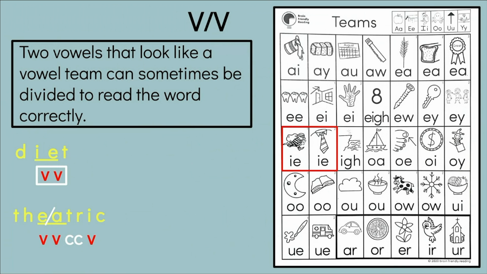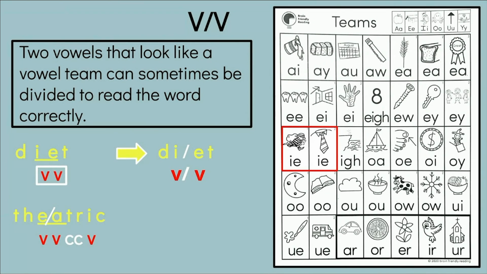Looking at our chart, IE says E or I. If I read the word using each pronunciation, "deet" and "dite," neither forms a familiar word. So that means the IE is not acting as a vowel team. So we divide between the two vowels and try reading it that way. Dividing after the first vowel creates an open syllable, so the I makes a long sound. We read the word diet.